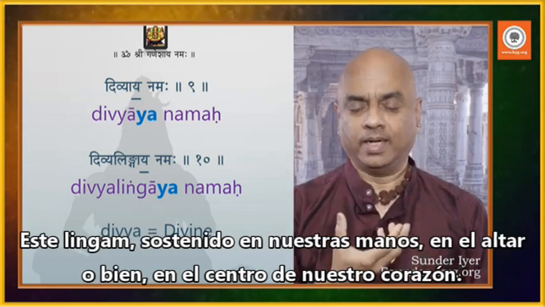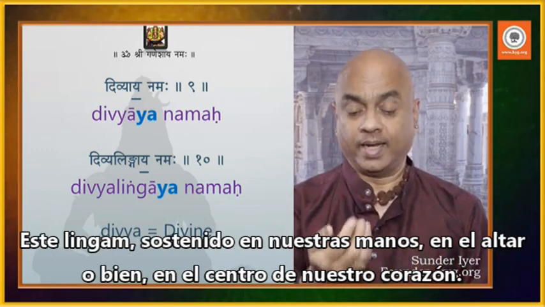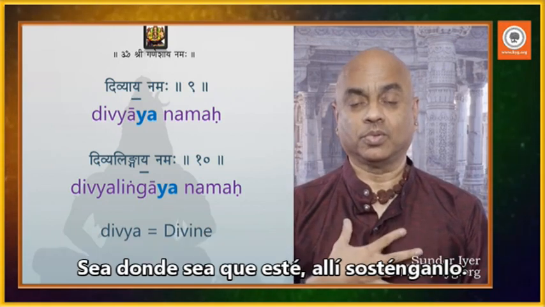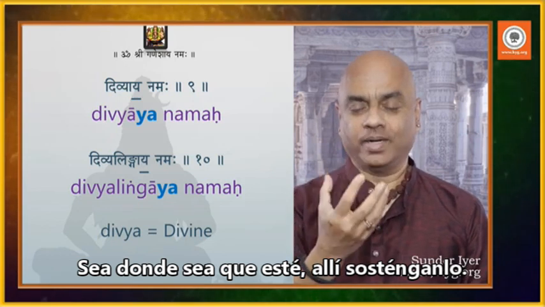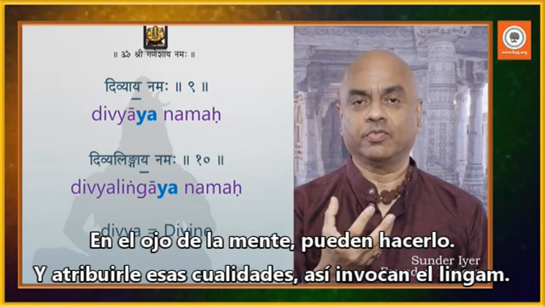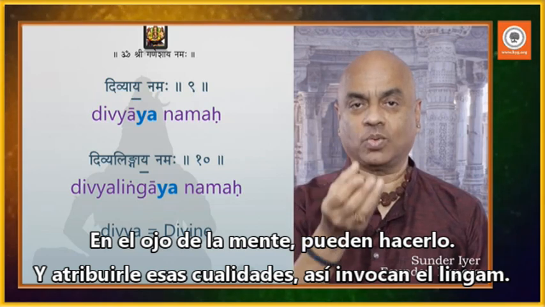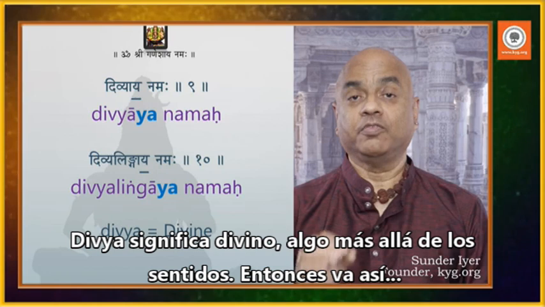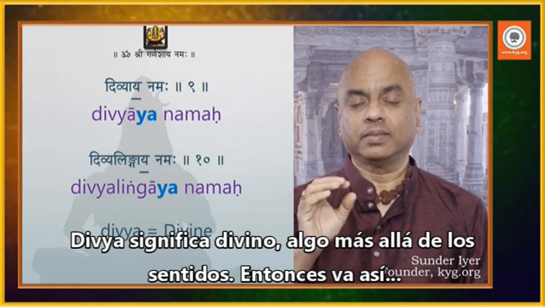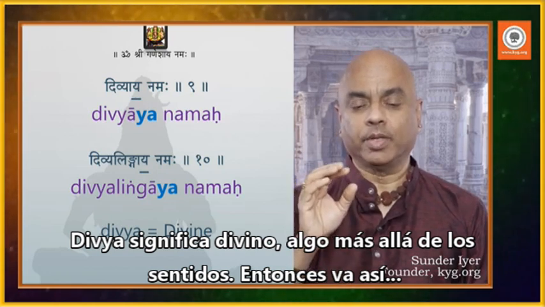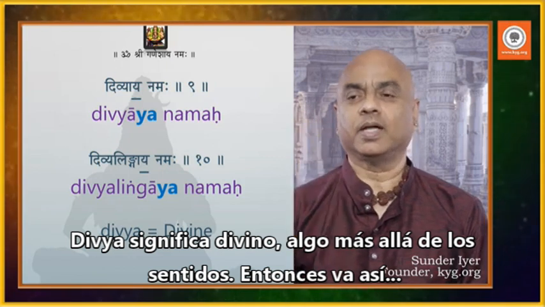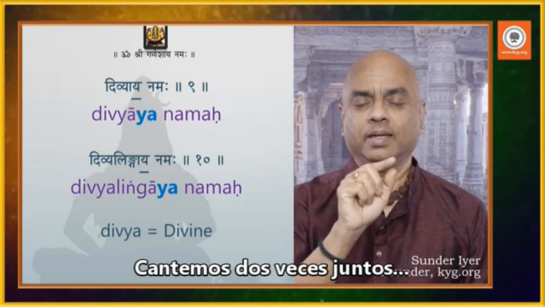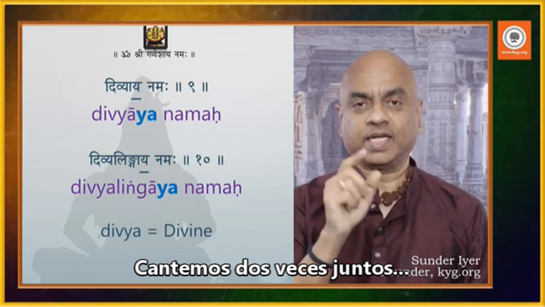This linga is held in our hands, perhaps, held in the altar, or held in the corridors of our heart. So, wherever it is, just hold it there. In the mind's eye, if you will, hold it there and ascribe these qualities to that. And thus you are invoking this linga. Divya means divine, something that is beyond the senses, divine. So how does it go? Divyaya Namaha. Let's chant it together twice.